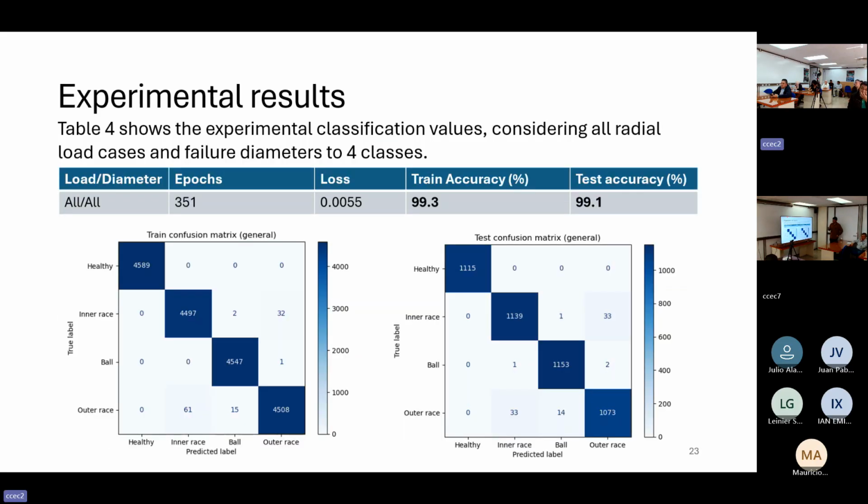And finally, we join all the cases of severity and loss to make a general database. And the final result is 99.3% for training and 99.1% for test. A way to see this graphically is using confusion matrix.